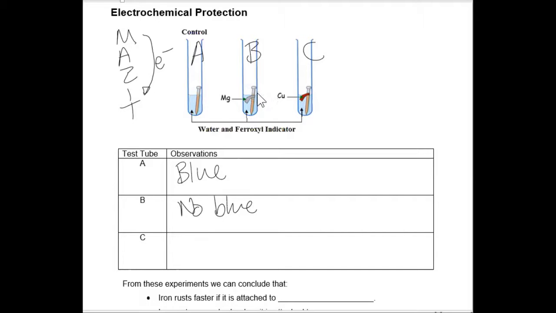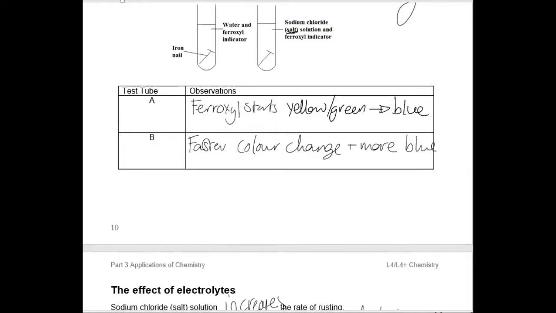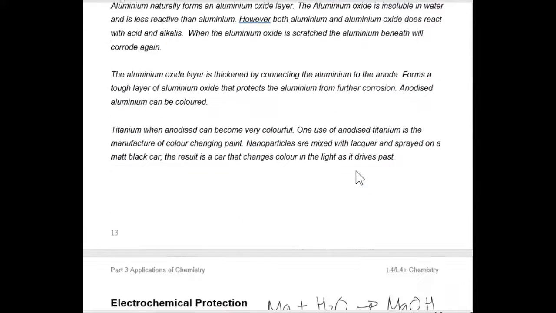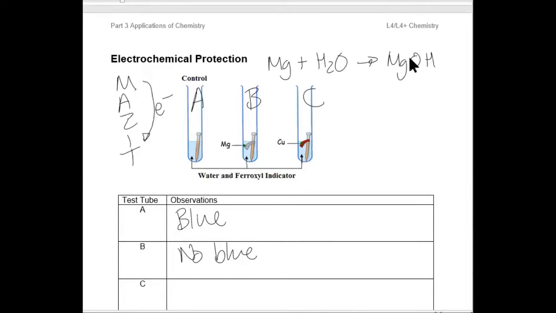In reality, what would happen is the magnesium would react with the water to form magnesium hydroxide. And when it forms magnesium hydroxide, you're getting the OH- ions being produced. So therefore, actually, peroxyl would turn pink.